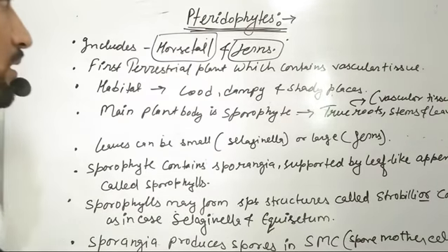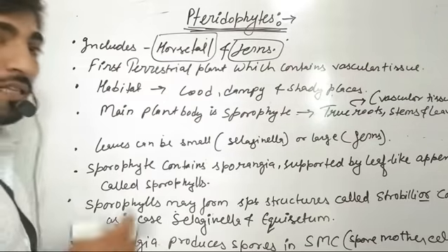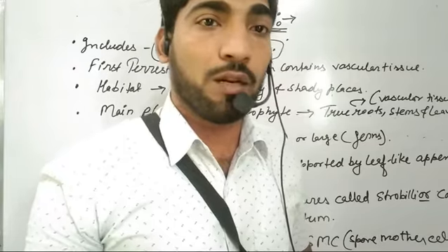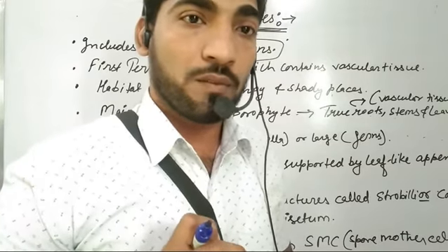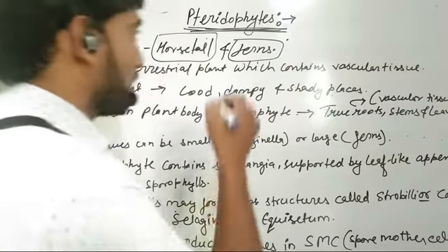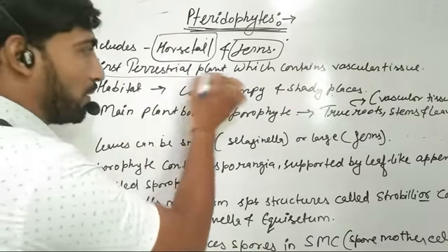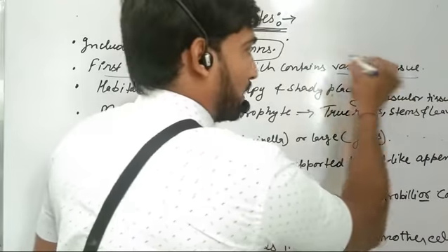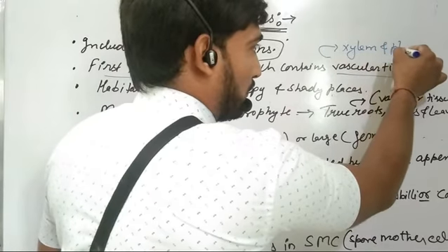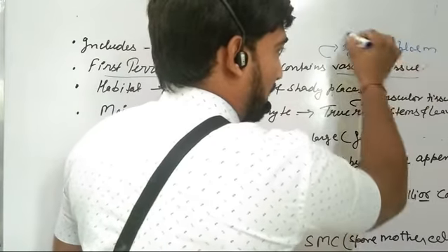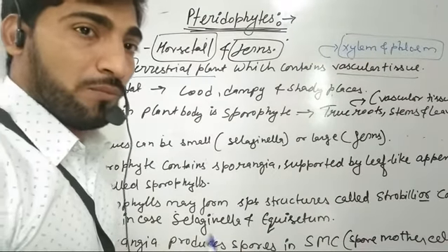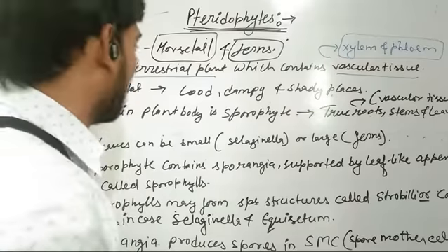Further, these pteridophytes are the first terrestrial plants that contain a well-developed vascular system, that is, a transport system in the form of xylem and phloem. This xylem and phloem are responsible for the transport of water, food and minerals in plants.